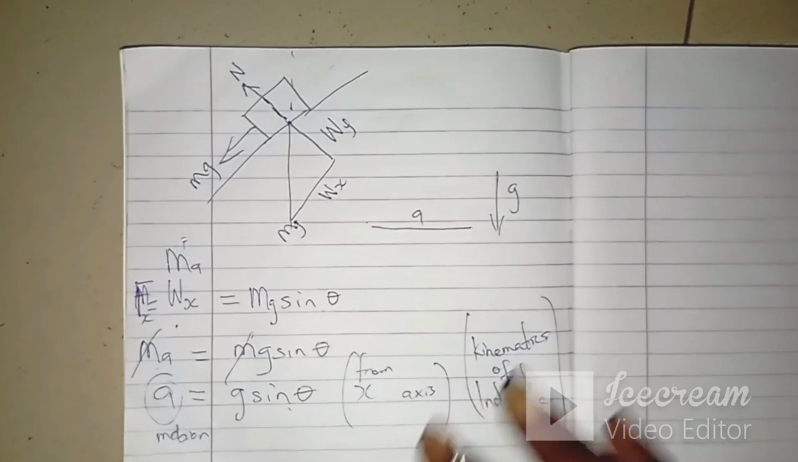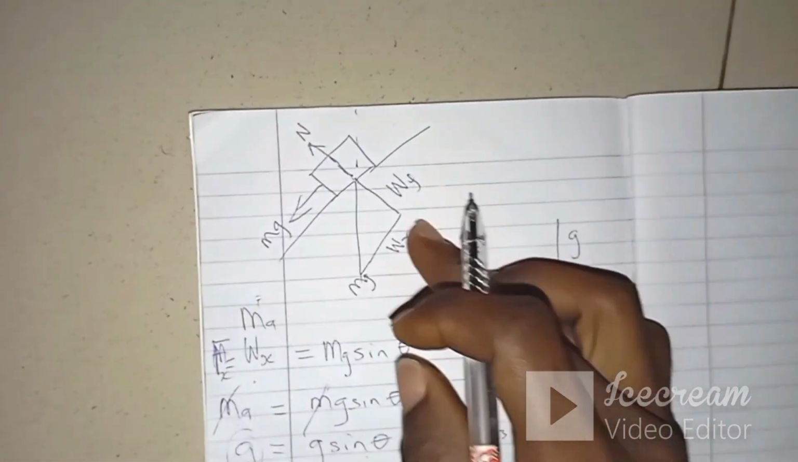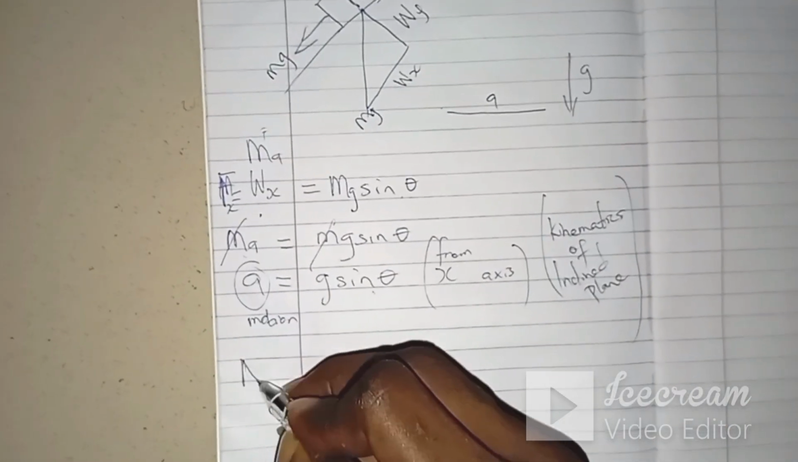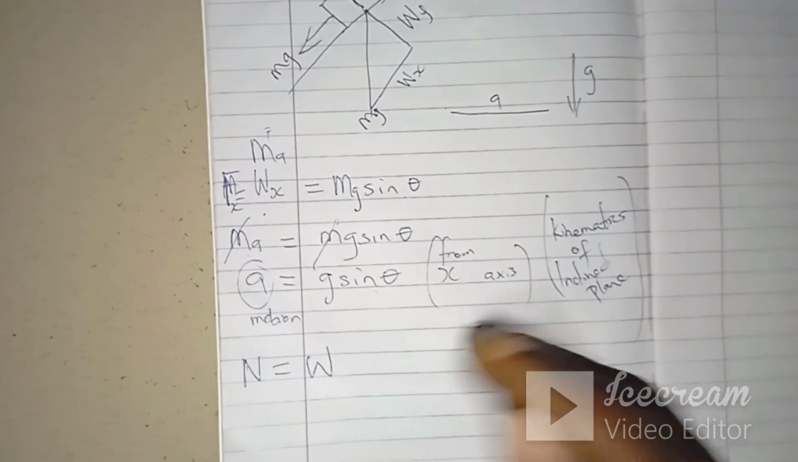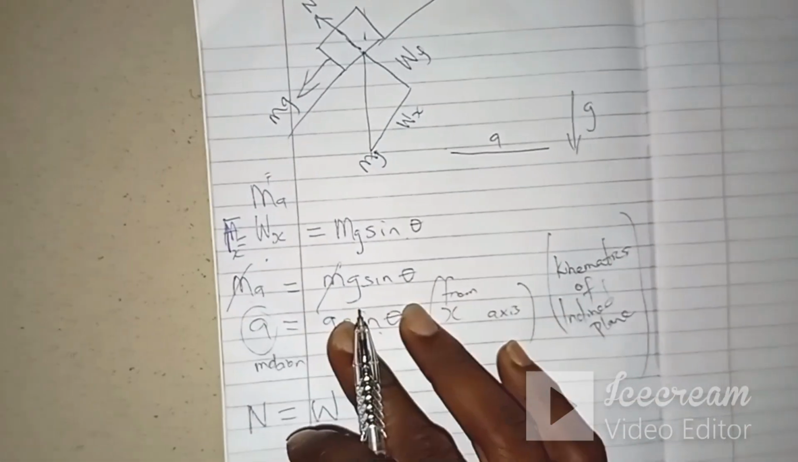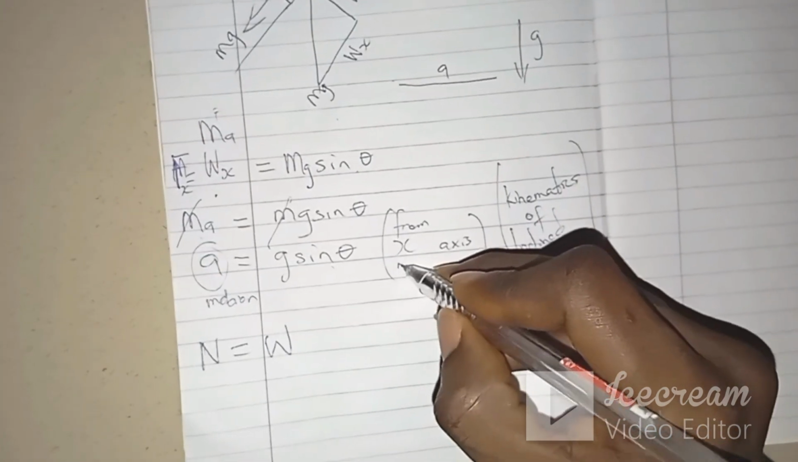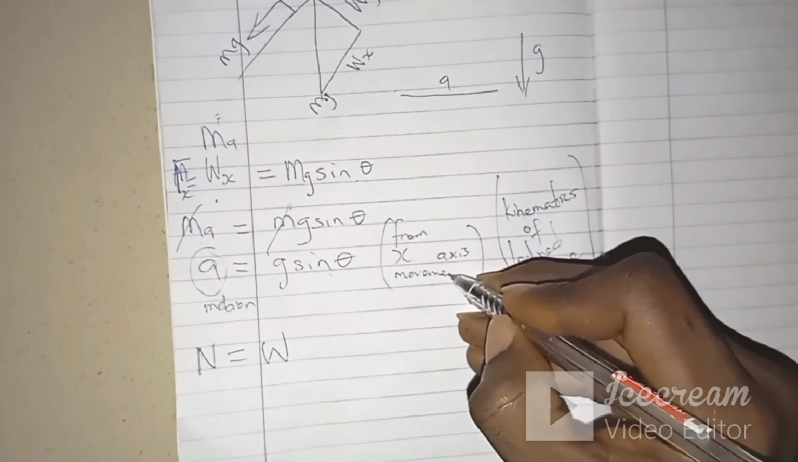This was under kinematics of an inclined plane. Under this, for the movements here, there is no movement, but you just need to know that N equals W, because there is no movement on the vertical axis. But here there is movement, so the x-axis movements, this one.